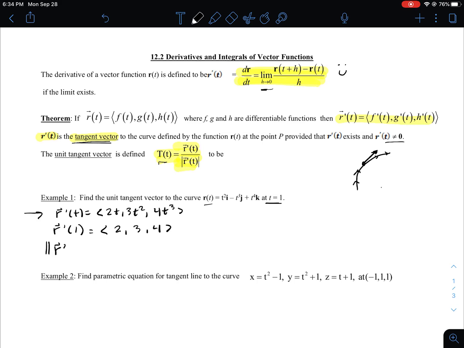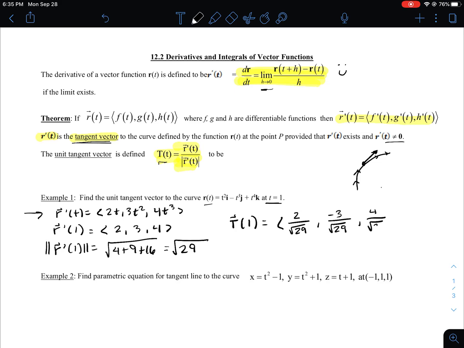So our magnitude of r prime of 1 is the square root of 4 plus 9 plus 16, which is the square root of 29. Okay, good times. So our unit tangent vector at 1, make sure you're saying at 1 because we are very specific about plugging that in, will be 2 divided by square root of 29, negative 3 divided by square root of 29, 4 divided by square root of 29.